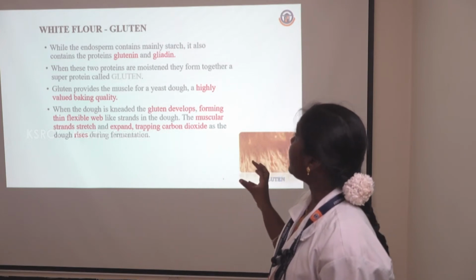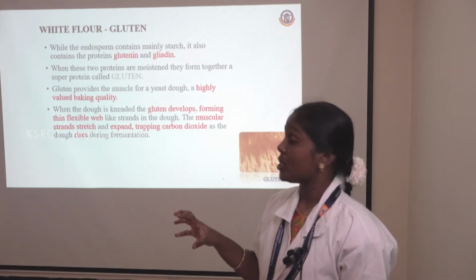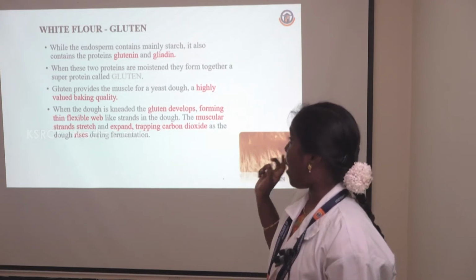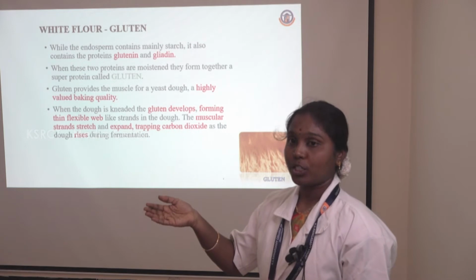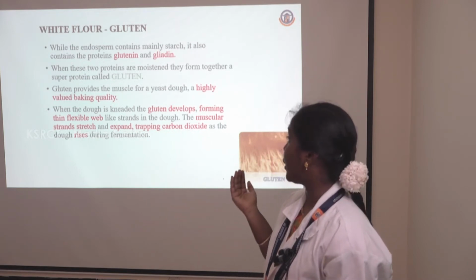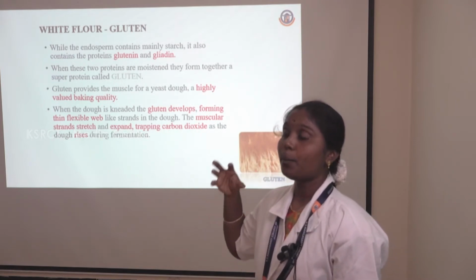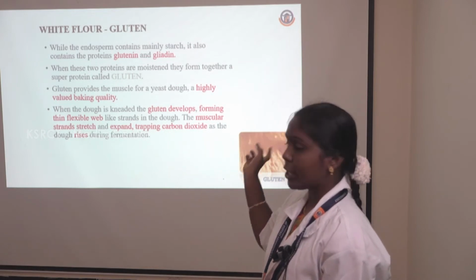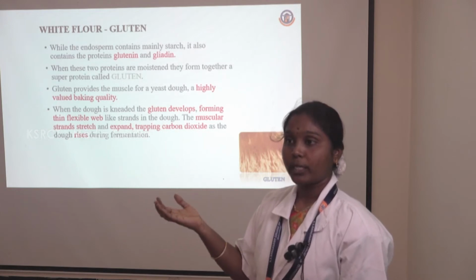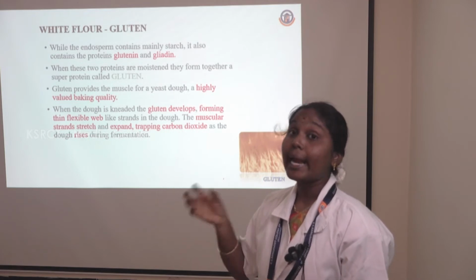What are the protein components present? Two types of protein components are present. The first one is glutenin, another one is gliadin. Once these two components come into contact with moisture or wetness, they automatically form a super-coiled protein. That is called the gluten component. Gluten's rheological properties are elastic in nature.